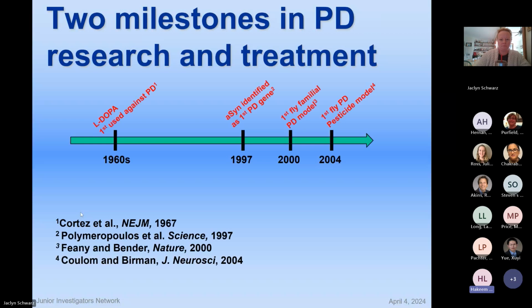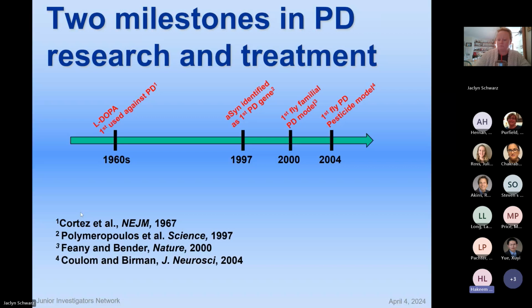In the 60s, it's impossible for me to overemphasize this paper, Cortez et al., the New England Journal of Medicine, that really kind of has led the way to where we are right now. And in fact, when you hear L-DOPA, many people understand it as Sinemet, but it's this precursor to dopamine that is used to really treat Parkinson's disease. And the mechanism of action I'll go over in a minute.